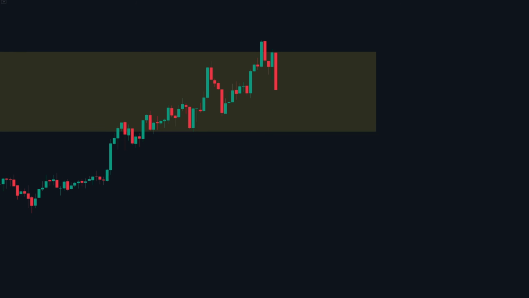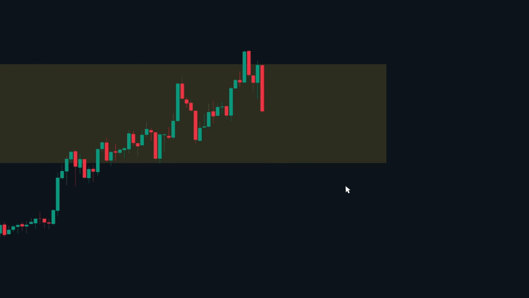Our zone is already marked. That is our only guide. And see this. Price pushes up to the top of the zone and gets rejected. Then it pushes up one more time to the exact same spot and gets rejected again. 2 attempts, 2 failures. Buyers could not break above this level.